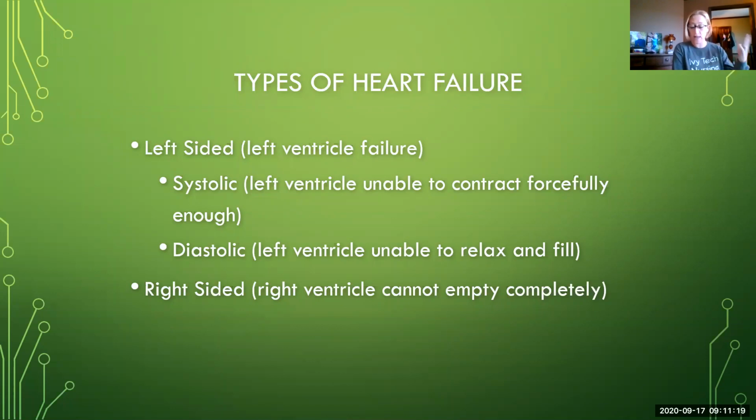So when we have left failure, it can't pump to the body the way that it should, so things start to back up into the lungs. And then when we have right failure, it can't pump to the lungs, so things start to back up in the body. That's why with right-sided heart failure, we have more edema and JVD and stuff like that, whereas with left-sided, we have more pulmonary congestion.